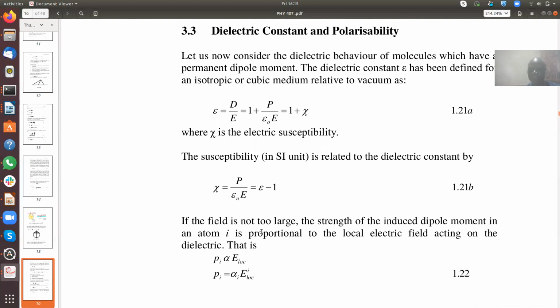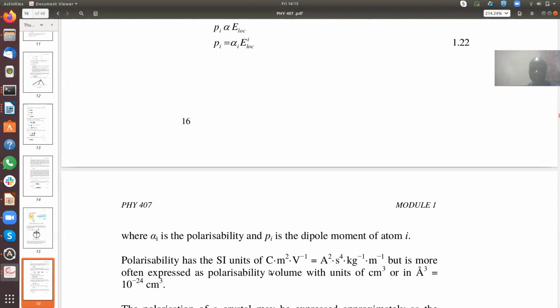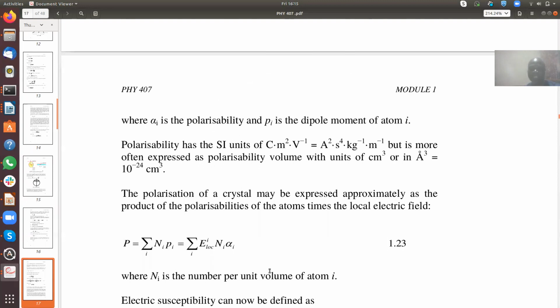Also, if the field is not too large, the strength of the induced dipole moment in an atom i is proportional to the local electric field acting on the dielectric. That is, you have Pi proportional to this, and Pi is equal to this, where alpha i is the polarizability and Pi is the dipole moment of atom i. Polarizability has the SI unit of this, but is more often expressed as polarizability volume with unit of centimeter cubed or Angstrom cubed, which is equal to 10 to the power of minus 24 centimeter cubed.